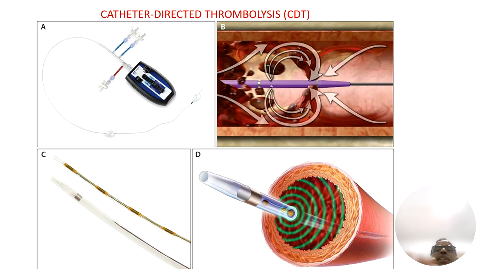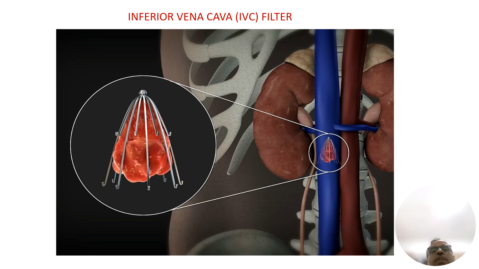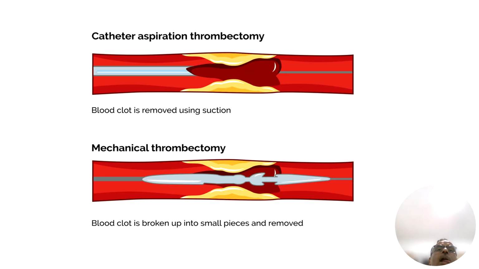So this is a catheter-directed thrombolysis as shown in this diagram, where a catheter is inserted at the site of thrombus and the alteplase or tissue plasminogen activator is given, which lyses the thrombus. Fibrinogen level should be monitored in such cases. And these are the IVC filters which can be inserted into the inferior vena cava in the patient with given indications. And this is a catheter mechanical thrombectomy where mechanically the thrombus can be broken into small pieces and removed, or it can also be sucked through a catheter aspiration thrombectomy.